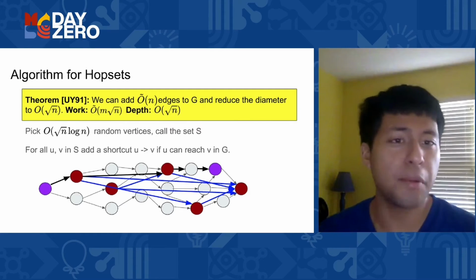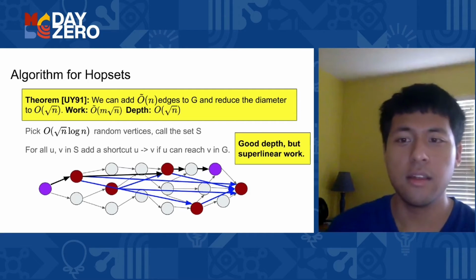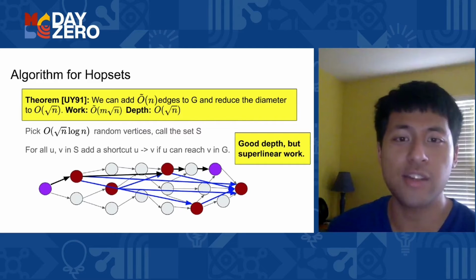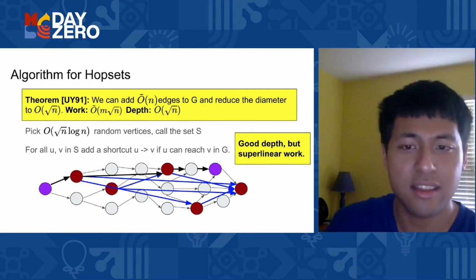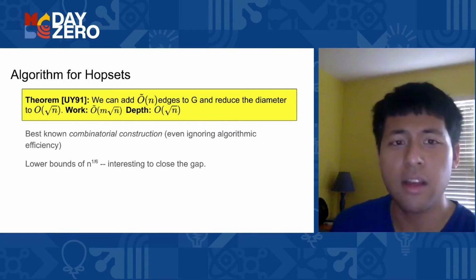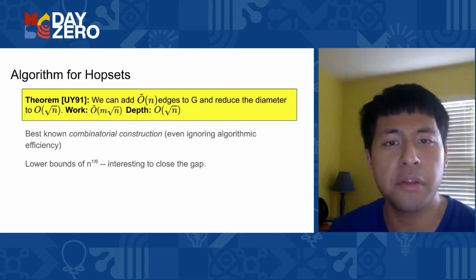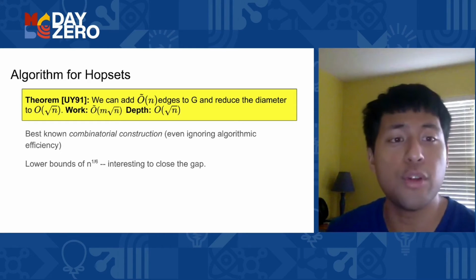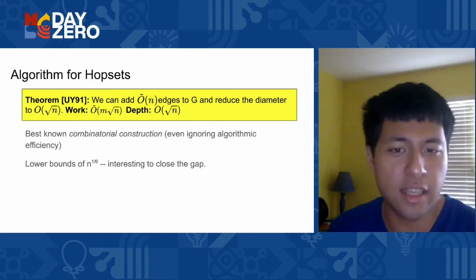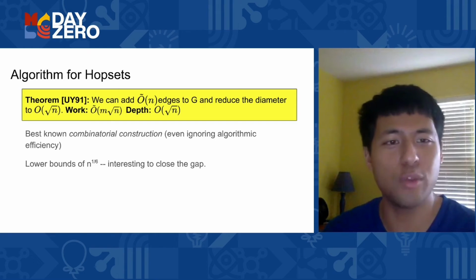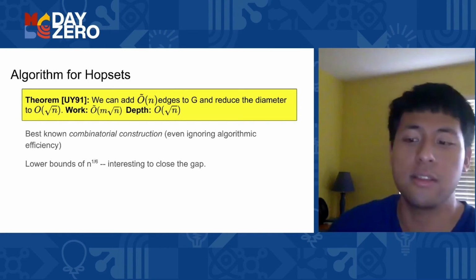They proved that you can implement this algorithm in total work m root n and depth root n. Notice that the depth is great. It's root n, substantially less than the trivial n bound, but the work is much more than linear. It's m root n. In fact, this is the best combinatorial known construction. Even ignoring how efficiently we can implement the algorithm, it's not known whether Hopsets can reduce the diameter of the graph to less than root n. On the other hand, there is a lower bound of n to the 1/6, but it would be very interesting to close this gap between root n and n to the 1/6, whether you can get the tight answer for Hopsets.